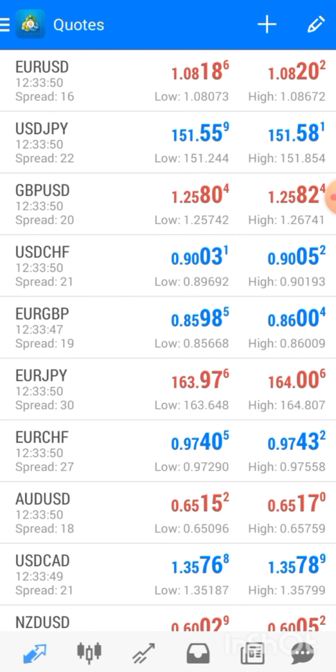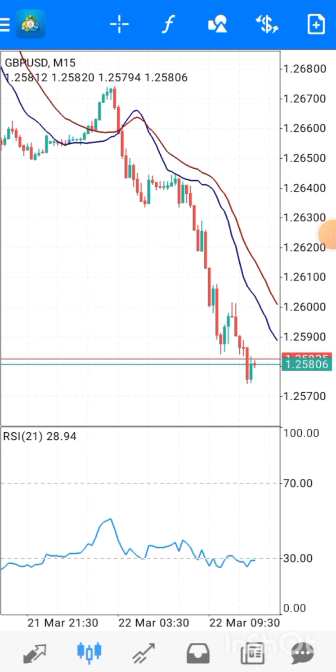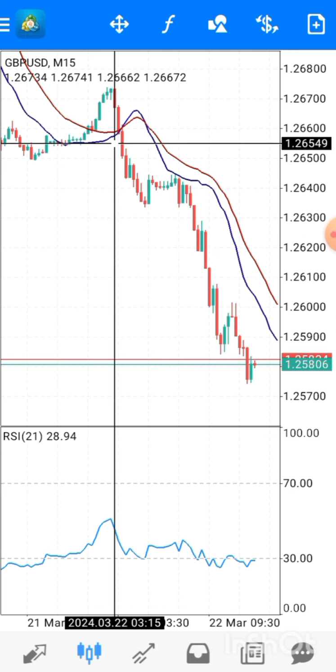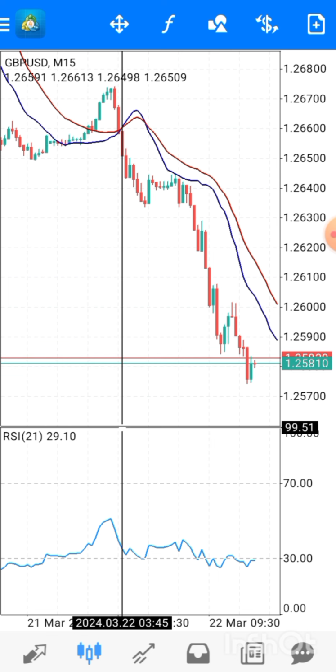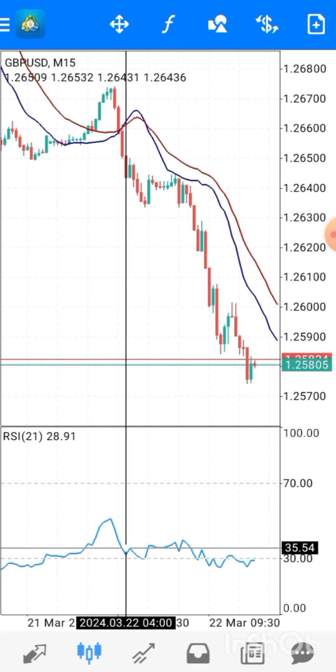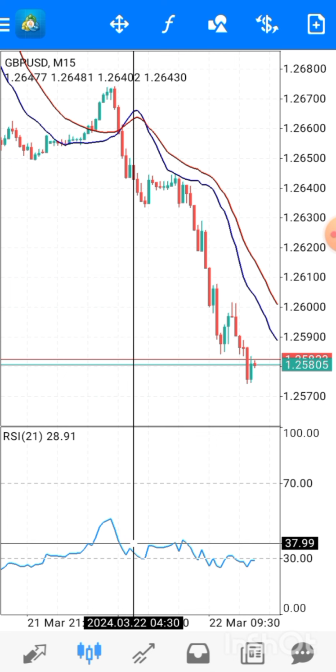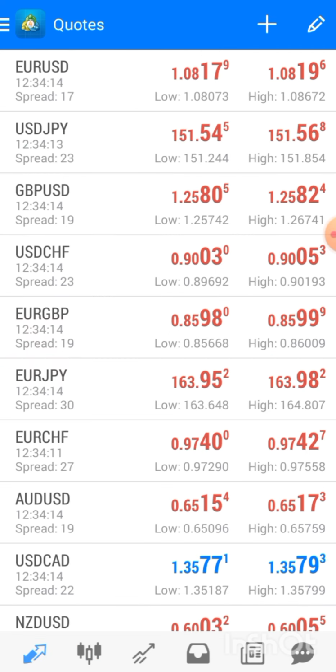And also Pound Dollar, as you can see, look at Pound Dollar. This candle also closes below the moving averages, and check out my RSI also reading below 50, heading towards 30%. So this strategy is very, very reliable. I assure you that.